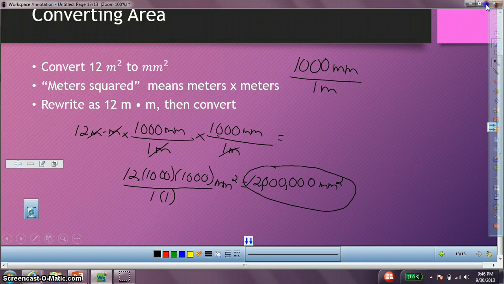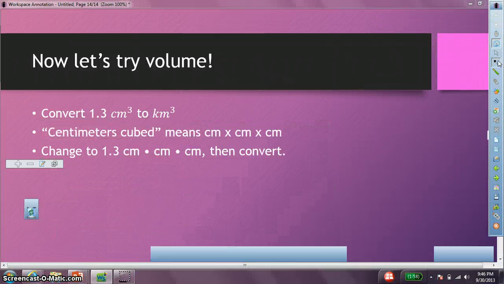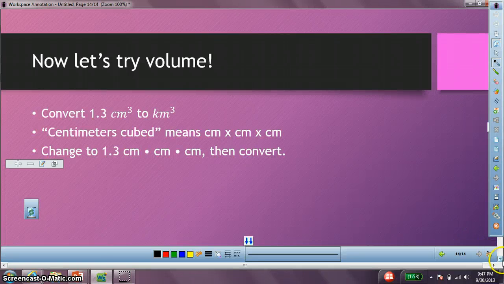Now we'll try converting volume. We want to convert 1.3 centimeters cubed to kilometers cubed. We know we can't go straight from centimeters to kilometers. We have to change centimeters to meters and then meters to kilometers. So we're going to need two different conversion factors. We'll start with the one that eliminates centimeters and changes them into meters.